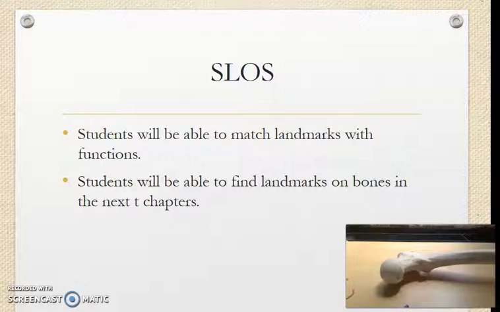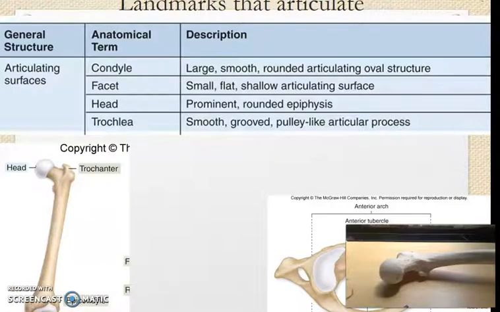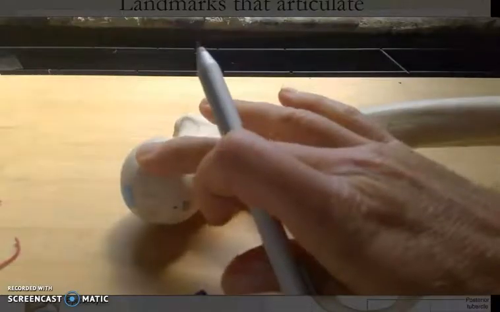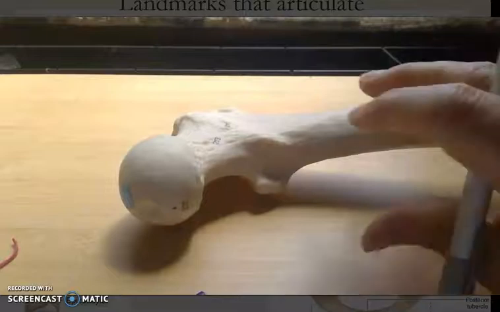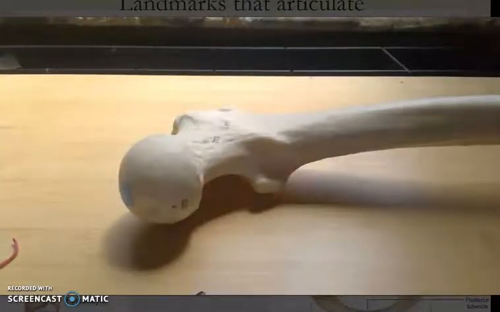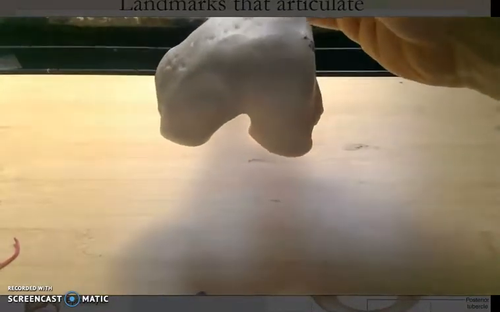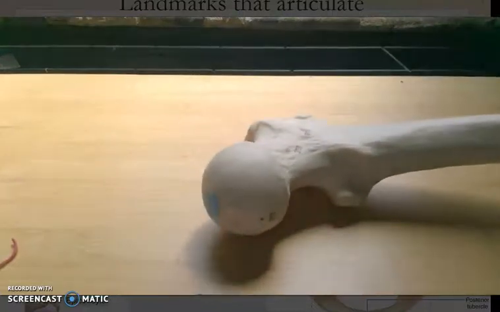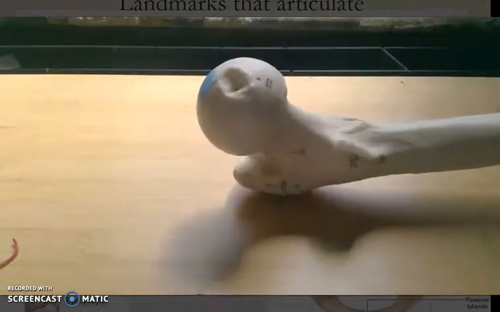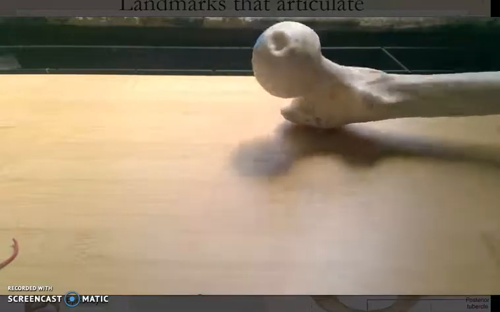So let us begin. Our first set of landmarks are articulating landmarks. That is, two bones will come together to form a joint. And there are condyles, facets, heads, and trochlea. We're going to start with a head right here on my workbench. This right here is the head of the femur. It is a nice single rounded structure. Now on the other end, we have a pair of structures. Those are not heads. Heads are always by themselves. So this is the head of the femur. This one is nice and large.